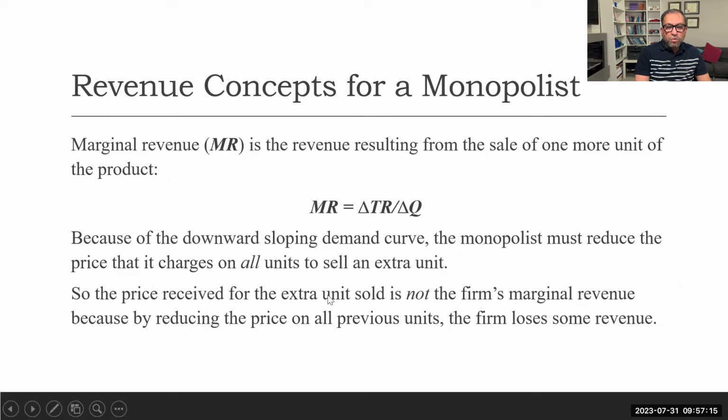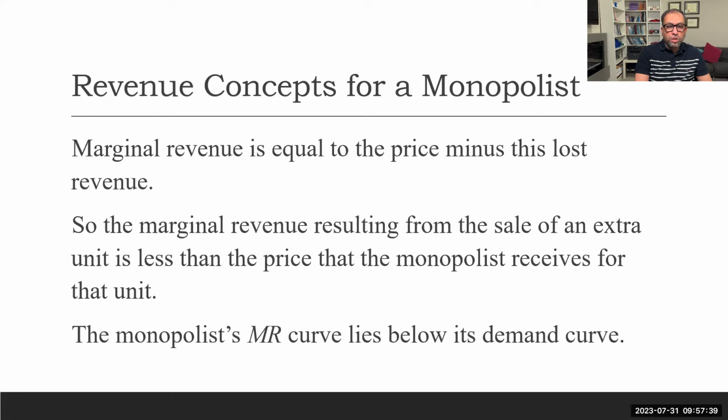So the price received for the extra unit sold is not the firm's marginal revenue, because by reducing the price on all previous units, the firm loses some revenue. So the decrease in revenue is more as compared to the price at which the last unit is sold. So marginal revenue is equal to the price minus the lost revenue.